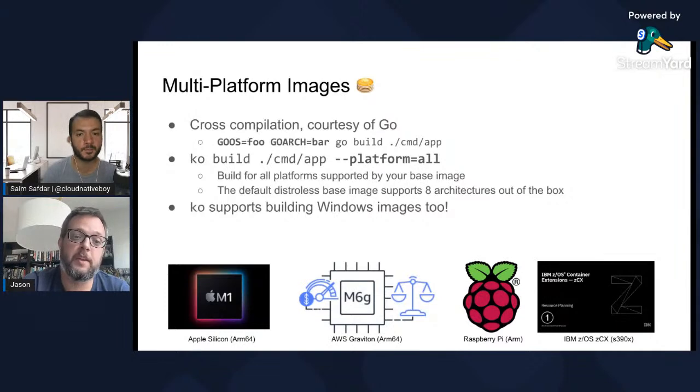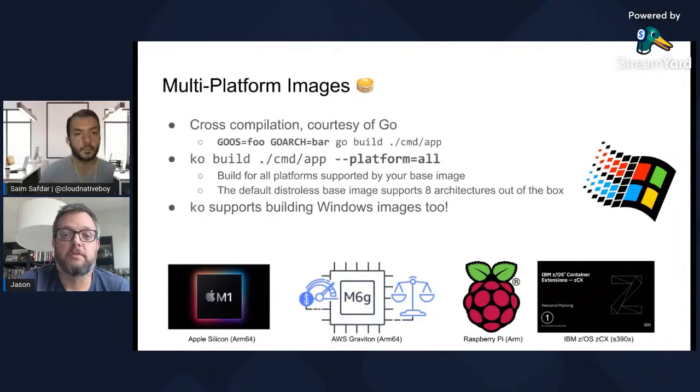So rather than figure out how to make your Dockerfile build a multi-platform image, you can just tell Ko to build it for all the platforms. Or, if you only want to use it on 2 of those platforms, it's wasteful otherwise, you could say platform Linux ARM64 and Linux AMD64. And Ko actually also supports Windows out of the box.